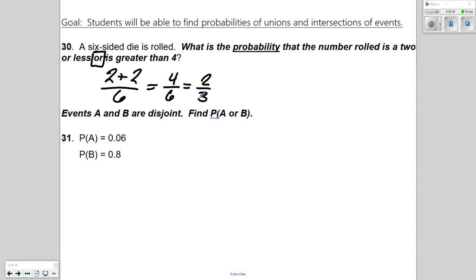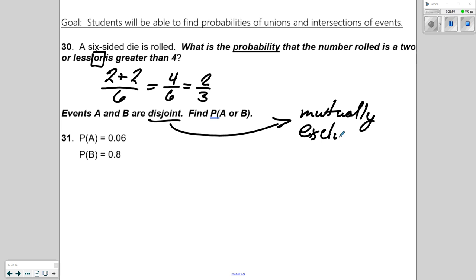Right, so this was an example of a disjoint event. Remember, a disjoint event means that those events are mutually exclusive. Remember, mutually exclusive means they can't both occur at the same time. So we were just able to add these two up because they can't both occur at the same time. If they could both occur at the same time, then we would have to subtract the overlapping region, the events in which we double counted.